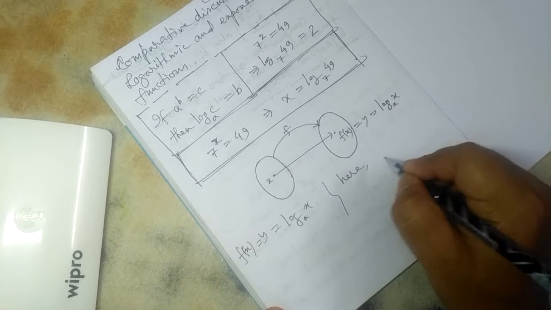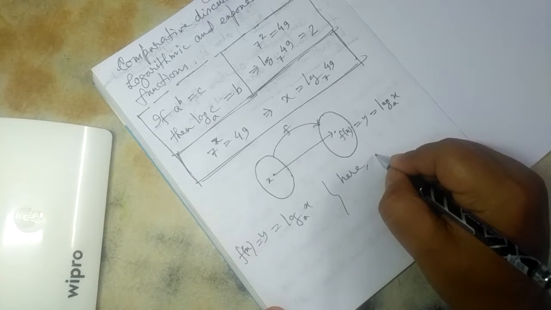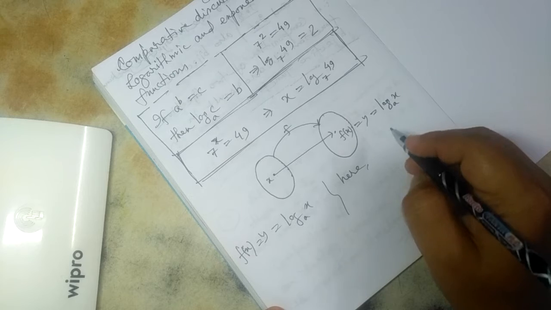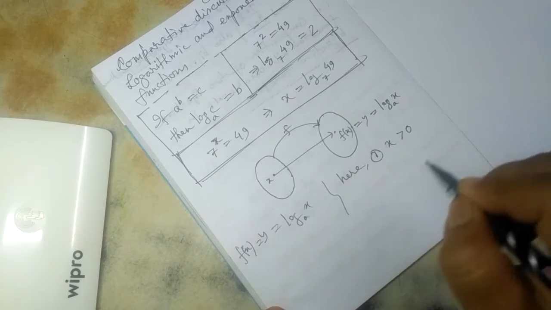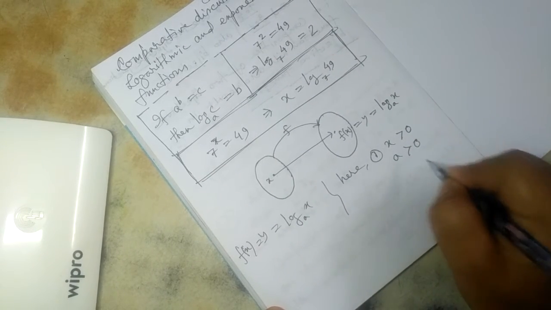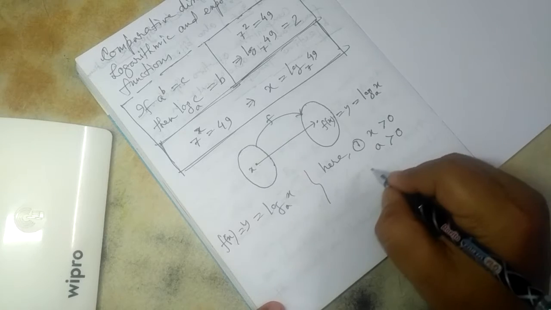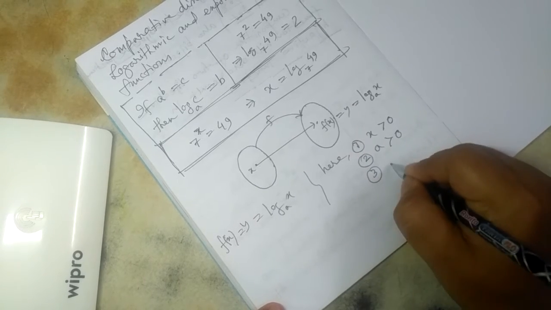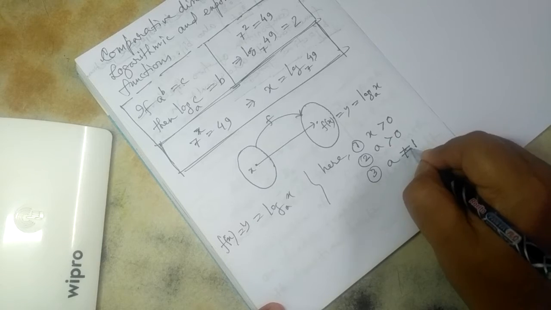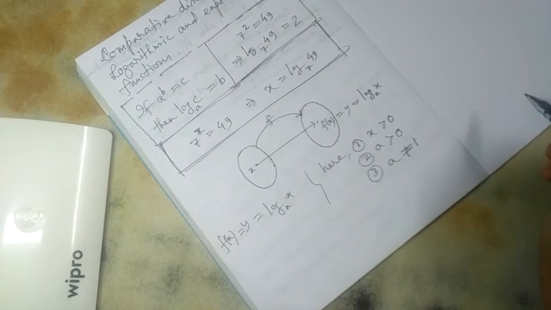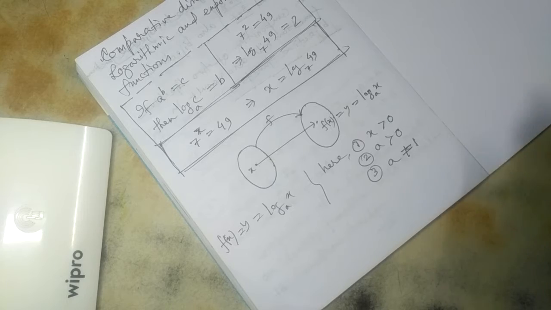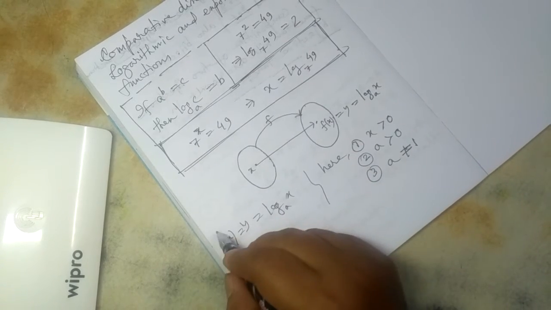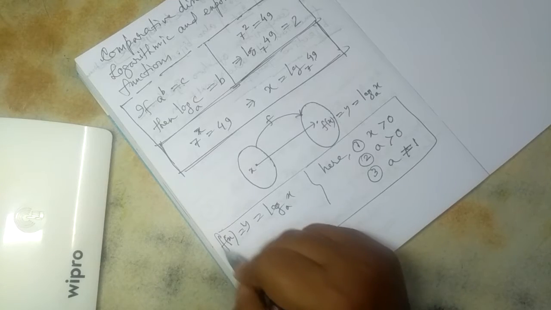Here you should remember that both x and a are positive quantities. That is, number one, x must be greater than 0, positive quantity. Number 2, a must be greater than 0, that is positive quantity. And number 3, a must not be equal to 1. It is not possible to go into detail of everything in this short session. I will try to discuss these things on some later occasion. But you should remember these things.